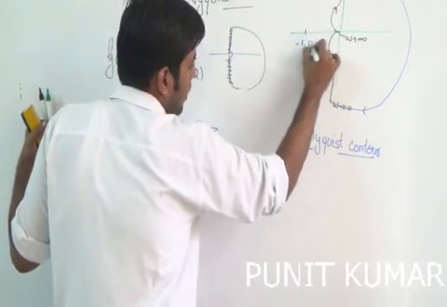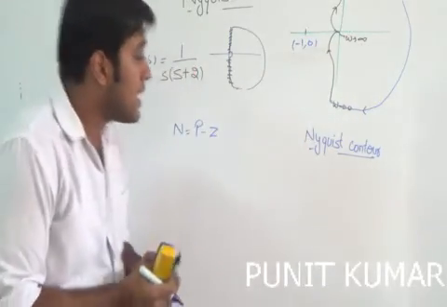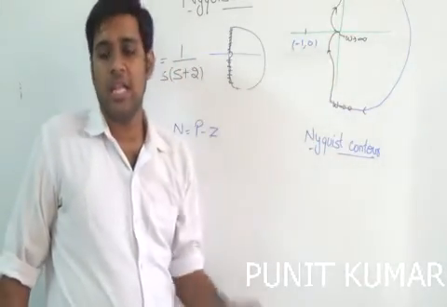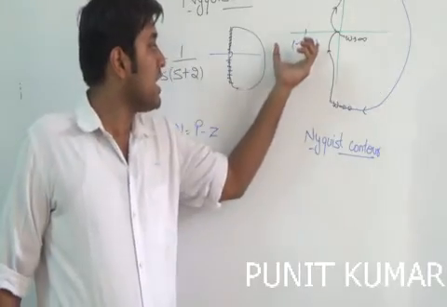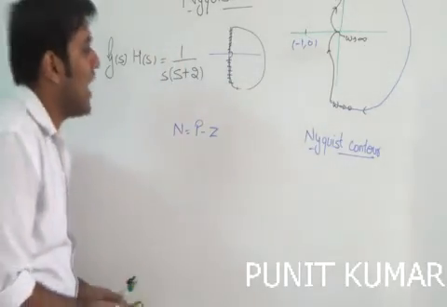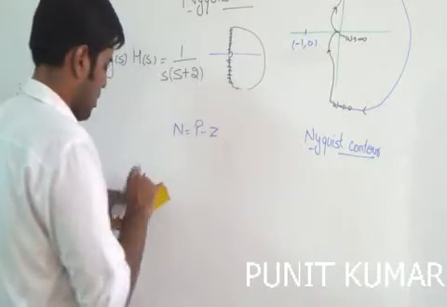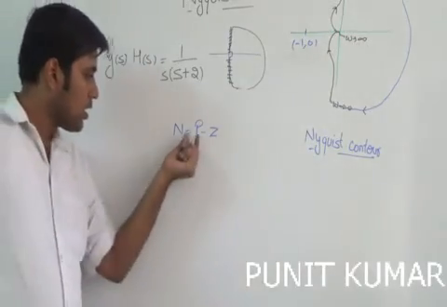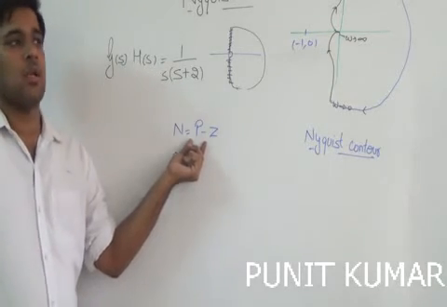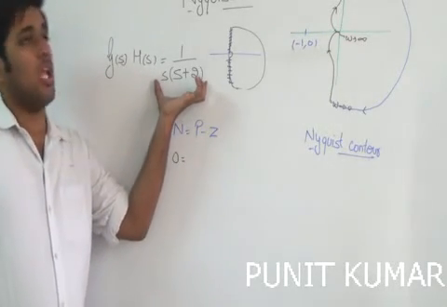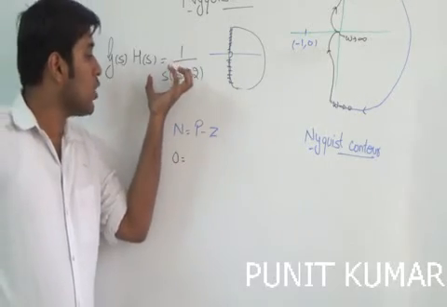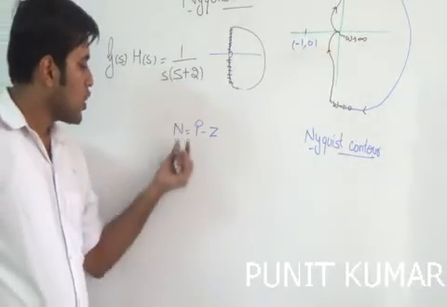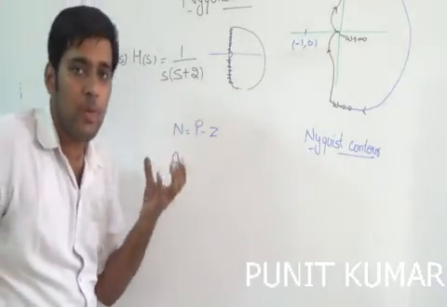Minus 1 comma 0 lies here. Does this Nyquist plot encircle this minus 1 comma 0? The answer is no, it does not. So the value of N will be 0. P is the number of poles in the right hand side in the open loop transfer function. There is no pole in the right hand side of the imaginary axis. So the value of P comes out to be 0.